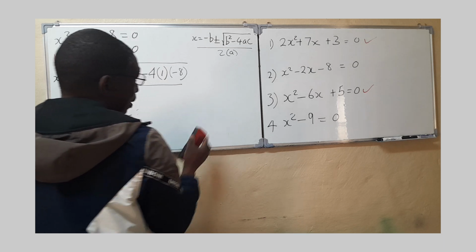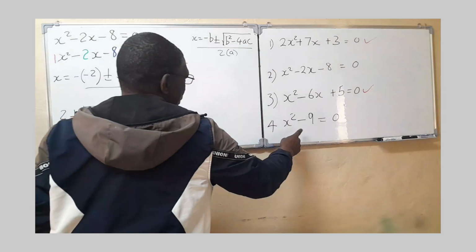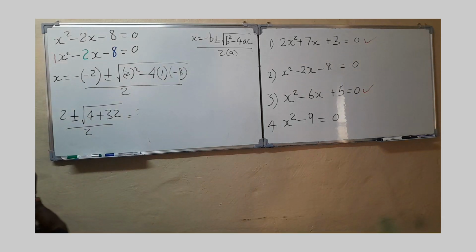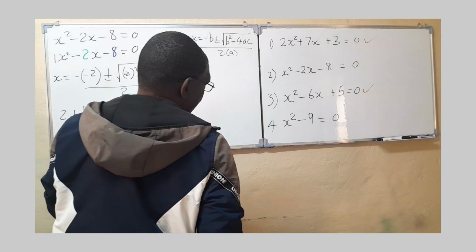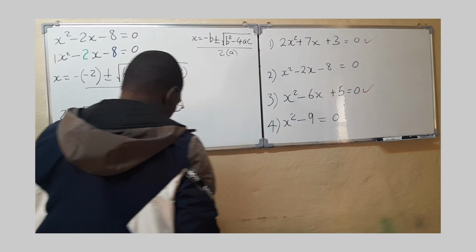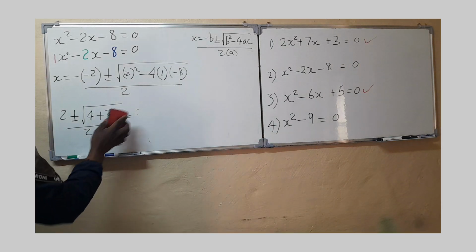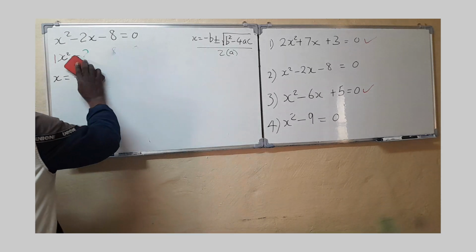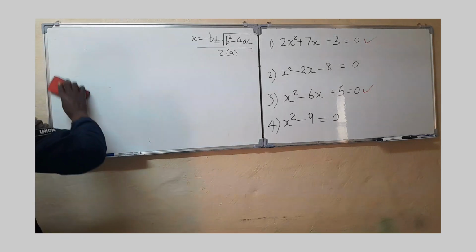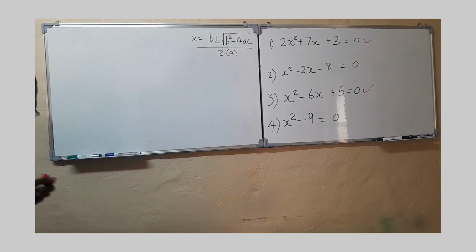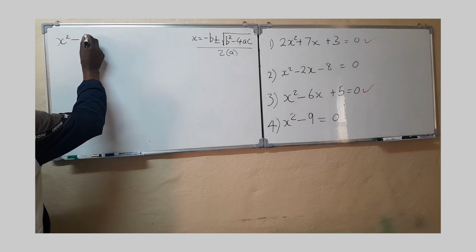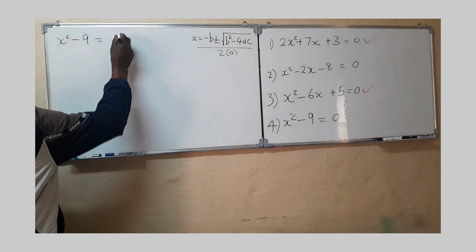Okay, our last example, I hope I didn't skip anybody here, but I think we are here now. This is question number 4. This is not 4x squared. This is question number 4 there. So that one is a little bit interesting, isn't it? Okay, so it says here x squared minus 9 is equal to 0.